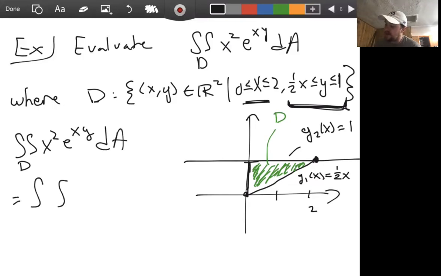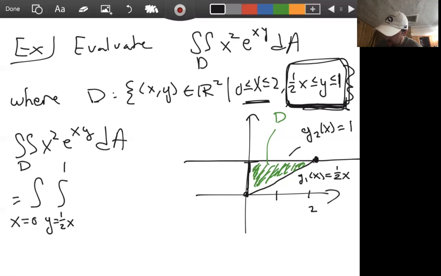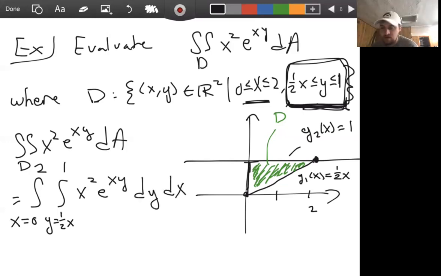as, because y has functions in the bounds, we need to integrate with respect to it first. So this is from y equals 1/2 x to 1, and then x equals 0 to 2 of x squared e to the xy dy dx. Okay, and now let's integrate.